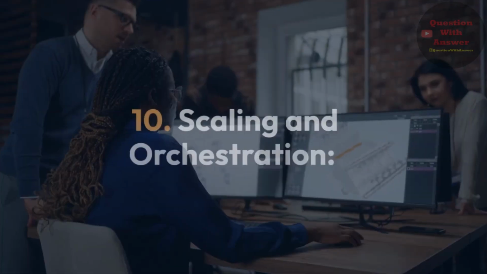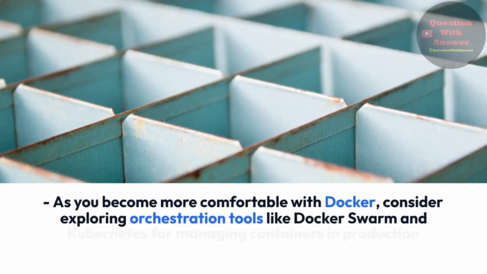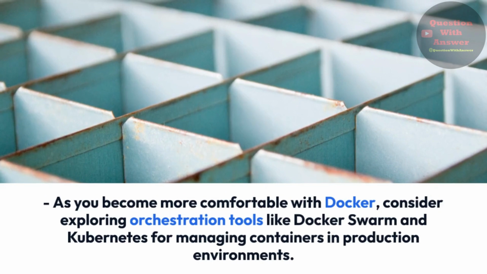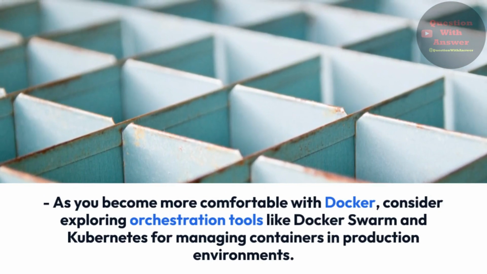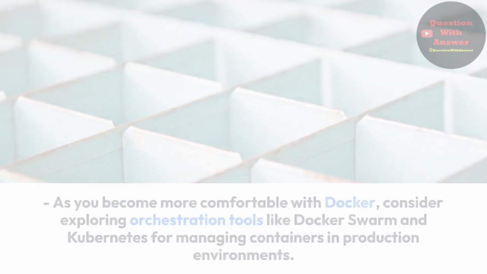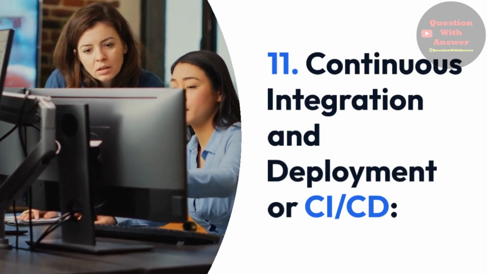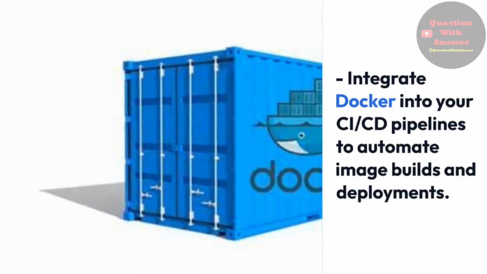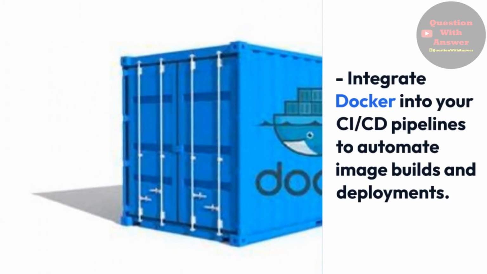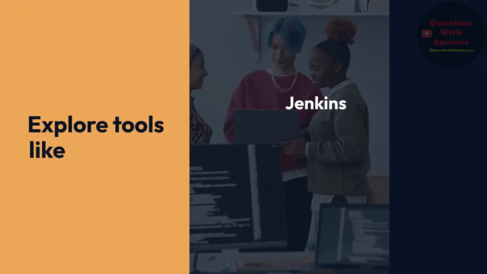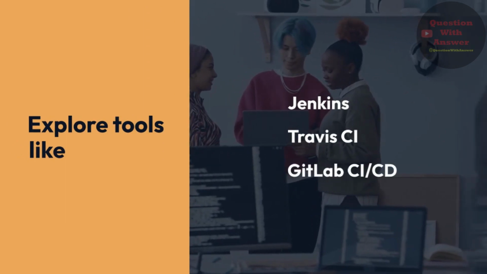10. Scaling and orchestration. As you become more comfortable with Docker, consider exploring orchestration tools like Docker Swarm and Kubernetes for managing containers in production environments. 11. Continuous integration and deployment, or CI/CD. Integrate Docker into your CI/CD pipelines to automate image builds and deployments. Explore tools like Jenkins, Travis CI, or GitLab CI/CD.